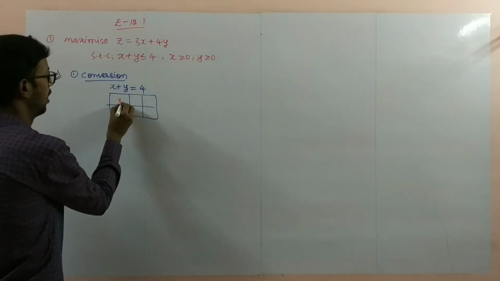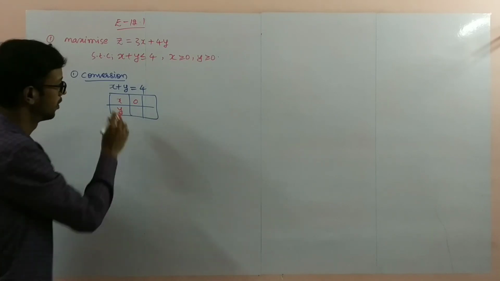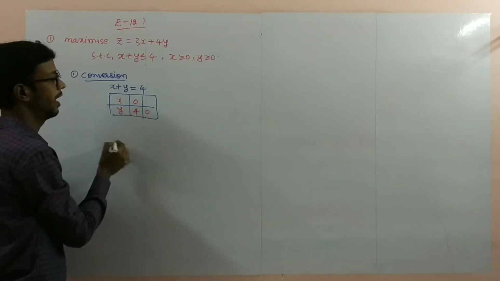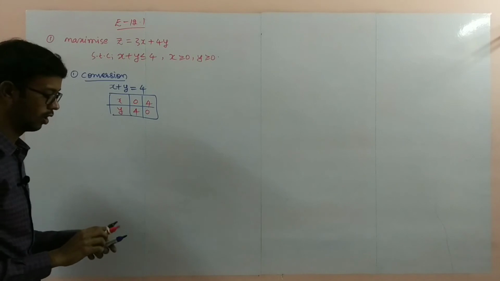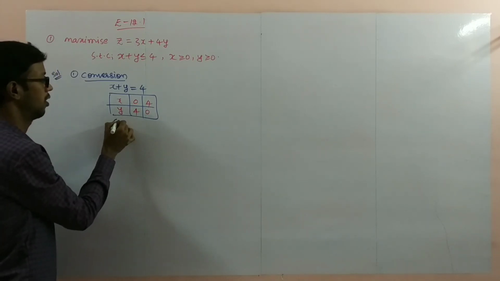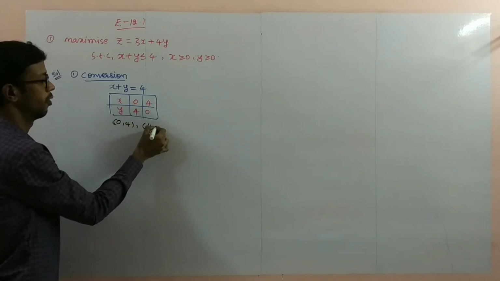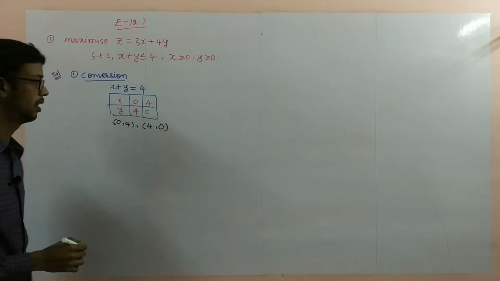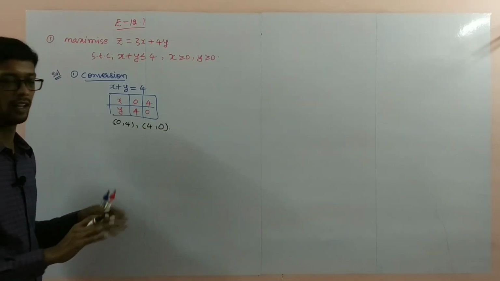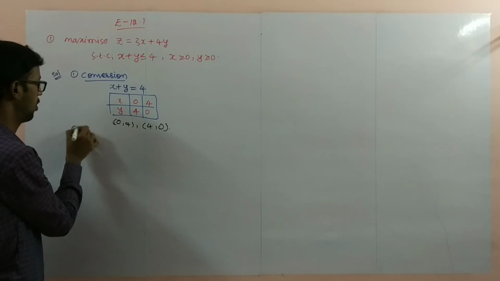So draw the box. Take the x value 0, y value is 4. Y value 0, x value is 4. So now the points are (0, 4) and (4, 0). Another equation is not there, so leave it there only.